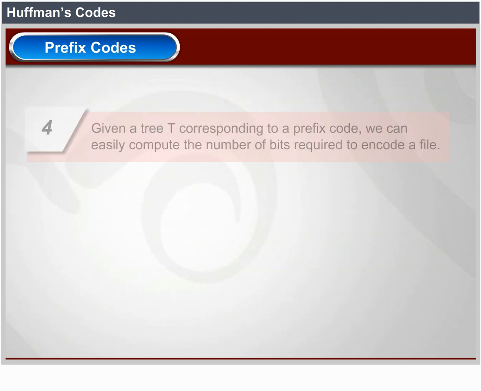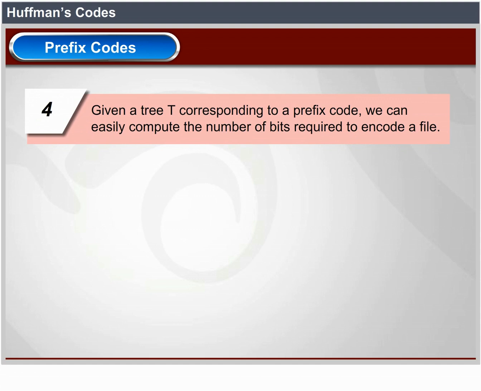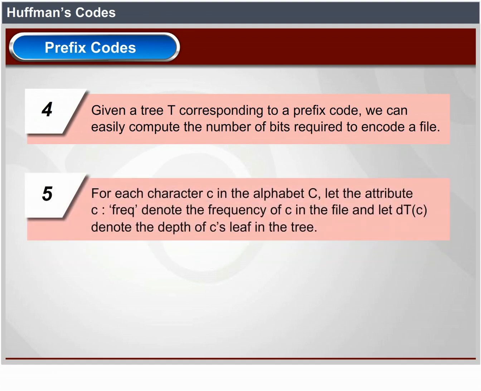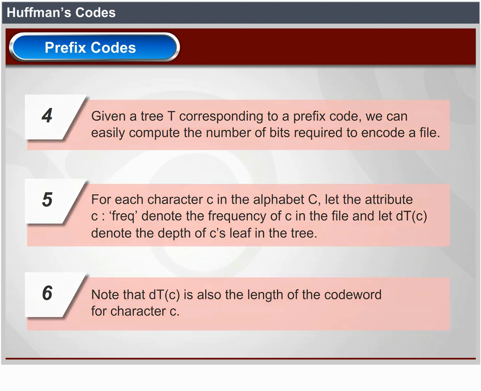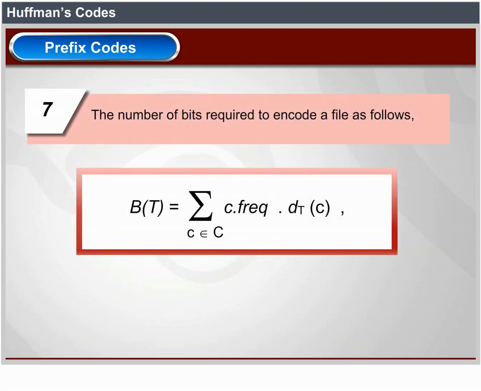Given a tree T corresponding to a prefix code, we can easily compute the number of bits required to encode a file. For each character c in the alphabet C, let the attribute c.freq denote the frequency of c in the file and let d_T(c) denote the depth of c's leaf in the tree. Note that d_T(c) is also the length of the code word for character c. The number of bits required to encode a file is as follows, which we define as the cost of the tree T.